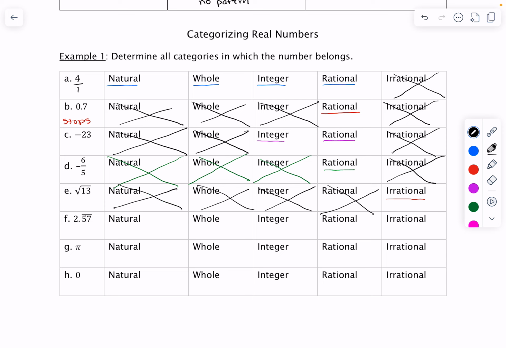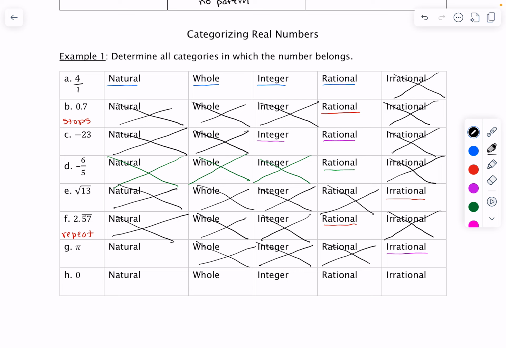Okay. How about 2.57? It has the bar above it, so make a note that this does repeat. A repeating decimal is considered a rational number. It's not irrational, it's not an integer, not whole, not natural. It doesn't fit in any other category but rationals. Pi, we just talked about pi, right? We just said that pi is going to be a number that's irrational because if we put it into our calculator and we understand that pi is not a number that stops, it's not a number that repeats, it's going to fit into the irrational category. It doesn't fit into any other place.